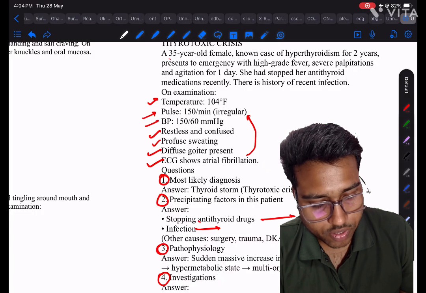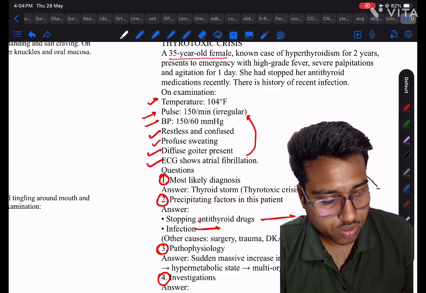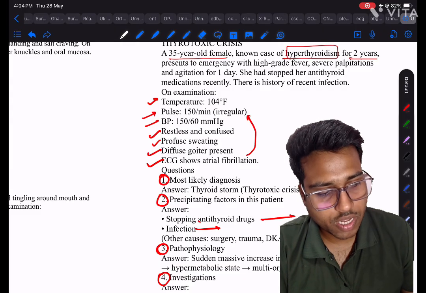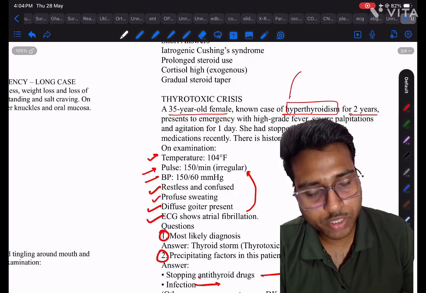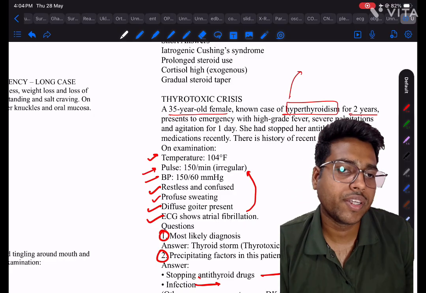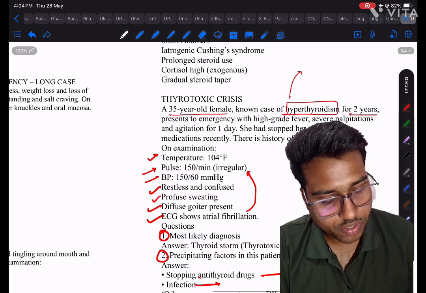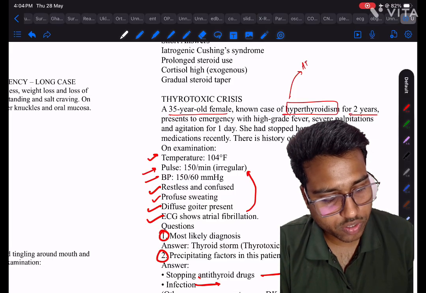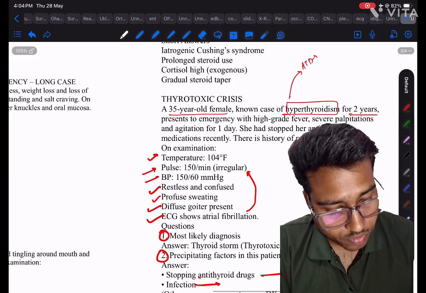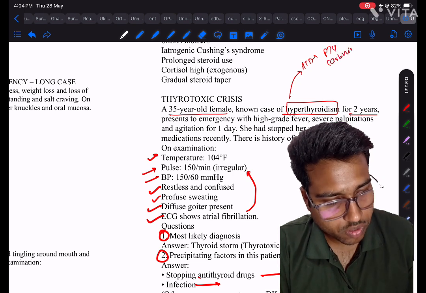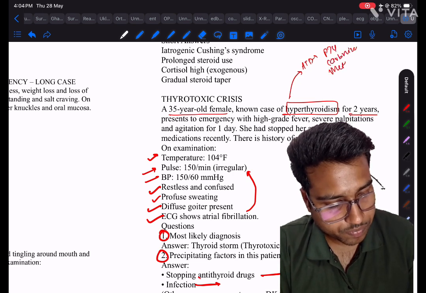Thyrotoxicosis, 35-year-old female, known case of hyperthyroidism for 2 years. उसको ऑलरेडी हाइपरथायरॉइडिज्म था. हाइपरथायरॉइडिज्म रहेगा तो हम उसको कौन से ड्रग पे रखेंगे हम लोग? T3 T4 ज़्यादा है, एंटी थायरॉइड ड्रग्स. ओके, एंटी थायरॉइड ड्रग्स ना. वो क्या है? PTU है, कार्बीमाजोल है and methimazole hai.